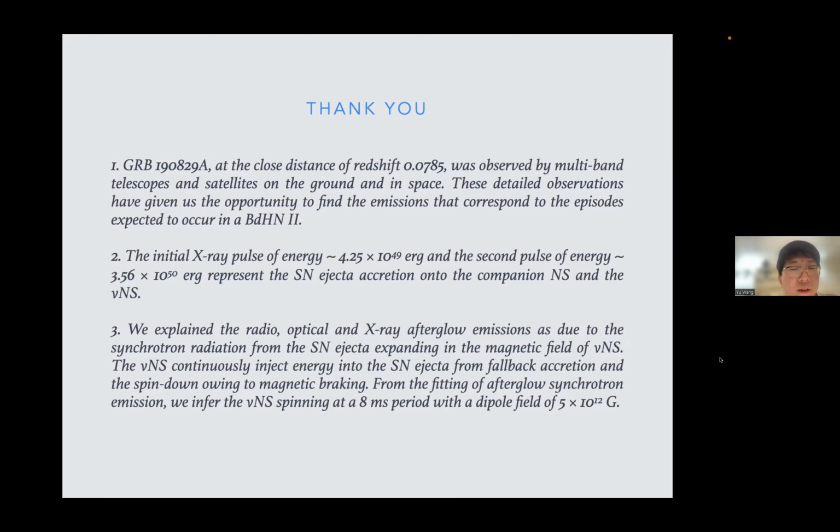the second pulse of energy 3 times 10^50 erg represent the supernova ejecta accretion onto the companion neutron star and the new neutron star. Third, we explained the radio, optical, and X-ray afterglow emissions as due to the synchrotron radiation from the supernova ejecta expanding in the magnetic field of the new neutron star. The new neutron star continuously injects energy into the supernova ejecta from fallback accretion and spin-down due to magnetic braking. From the fitting of the afterglow synchrotron emission, we infer the new neutron star is spinning at an 8 millisecond period with a dipole field of 5 × 10^12 Gauss.